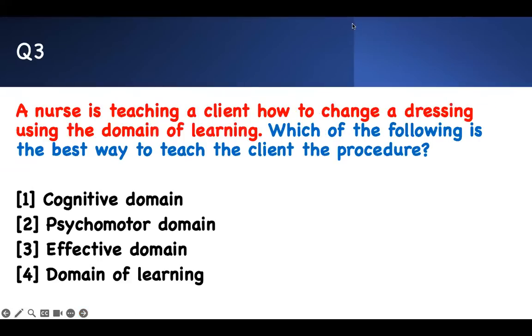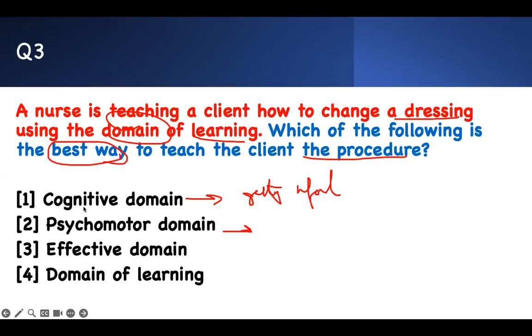Prioritization. Number 3. Which of the following is the best way to teach the client the procedure? And this is teaching a client how to change a dressing using domains of learning. Which one is the best way? There are 3 domains of learning. Cognitive domain, it means you're giving them the information, getting information.